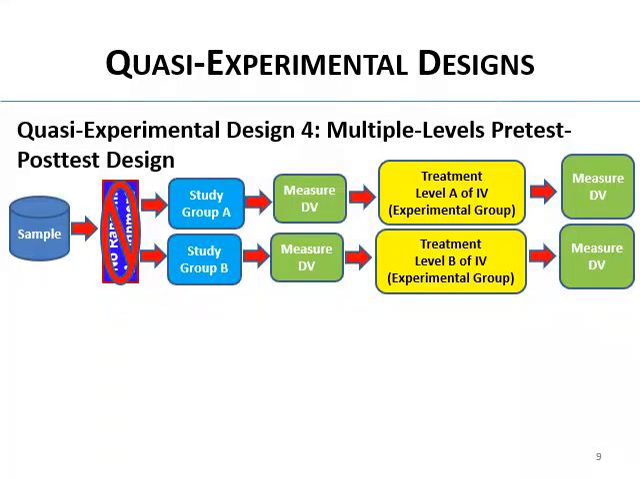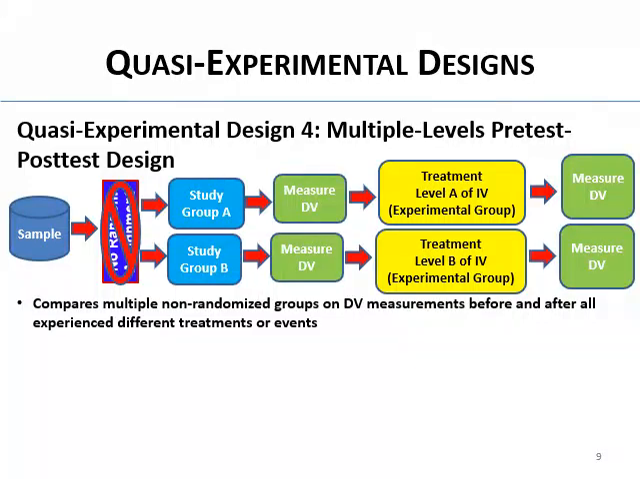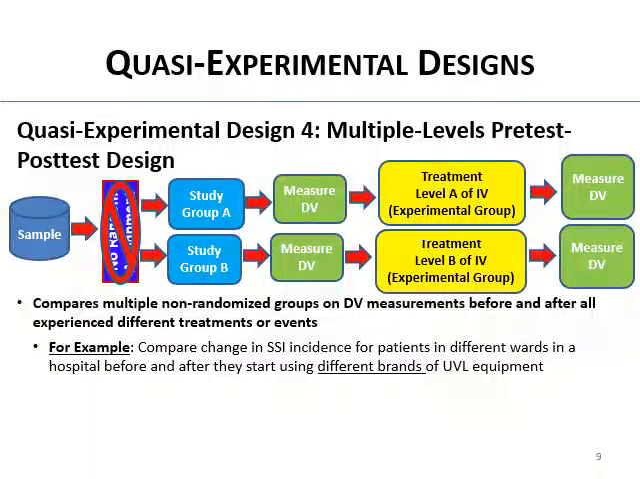So you've got before and after. Two different groups have some sort of event happen. So you compare multiple non-randomized groups on DV measurements before and after they've experienced different treatments or events. So for example, you could compare the change in surgical site incidence for patients in different wards in a hospital before and after they start using different brands of ultraviolet light equipment. So two different wards, one buys brand A, the other one buys brand B, and you compare their surgical site infection rates before and after each of the wards bought those things. Try to draw conclusions about how effective ultraviolet light is.